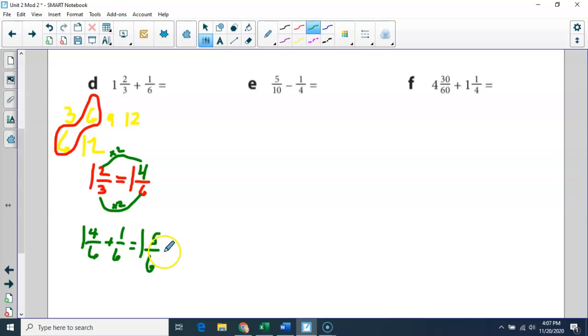If you didn't get 1 5/6, see if you can figure out what you did wrong, because that is where the most learning happens. When you make a mistake but you figure out what you did wrong, that's when you learn. Okay, now let's look at E.